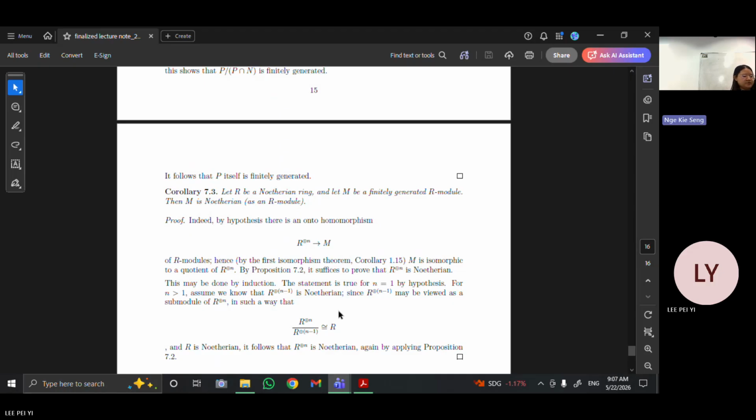So we also have some corollary. We let R be a Noetherian ring and let M be a finitely generated R module. Then M is Noetherian as an R module.